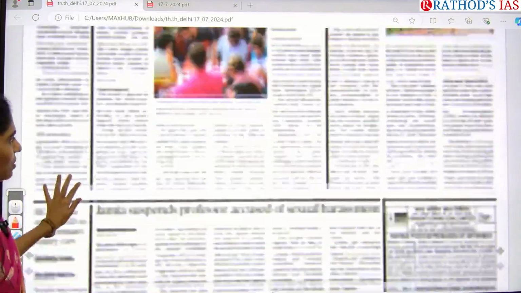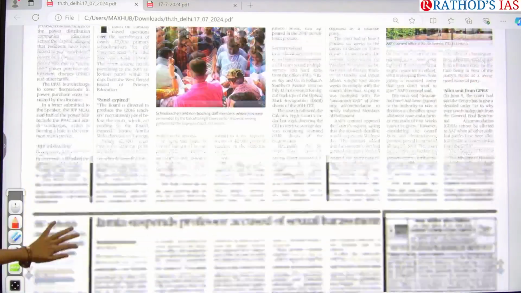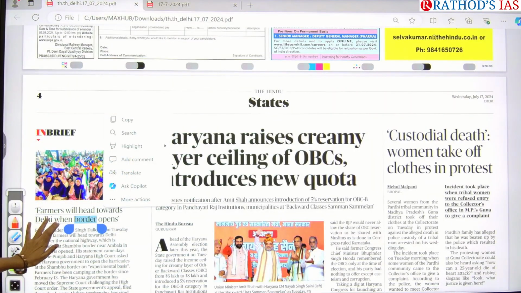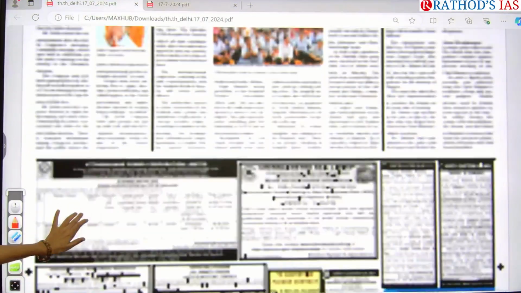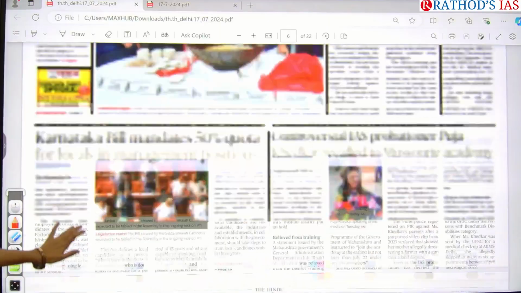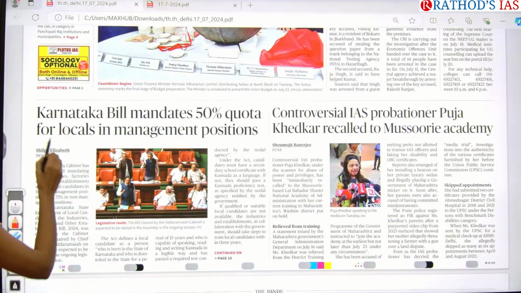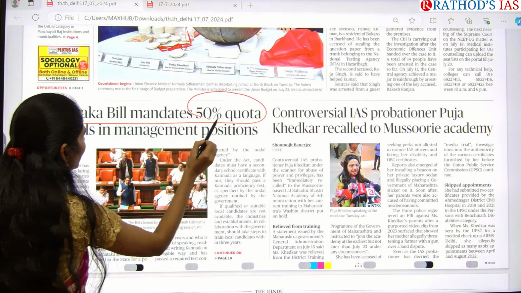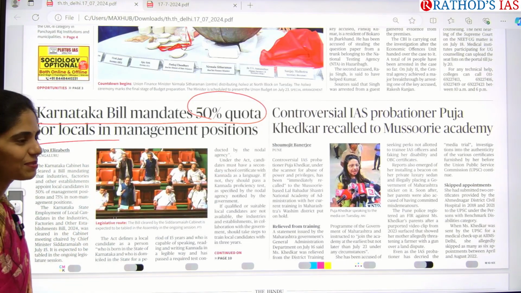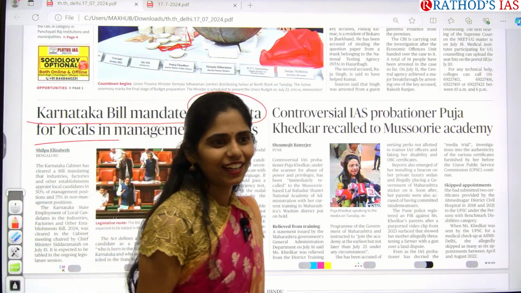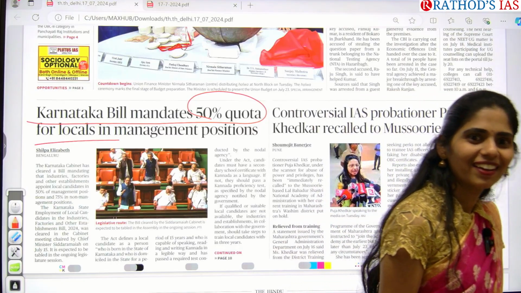Okay, there is nothing much important in this city page and states page. Yeah, here you can see one article: Karnataka bill mandates 50% quota for locals in management positions. So Karnataka people, what is that?